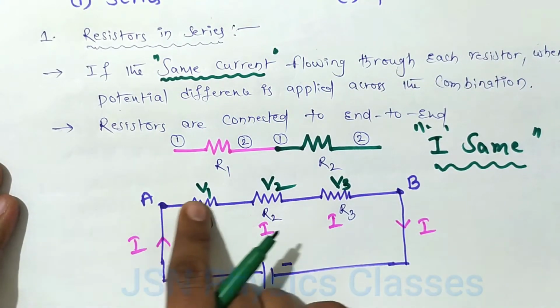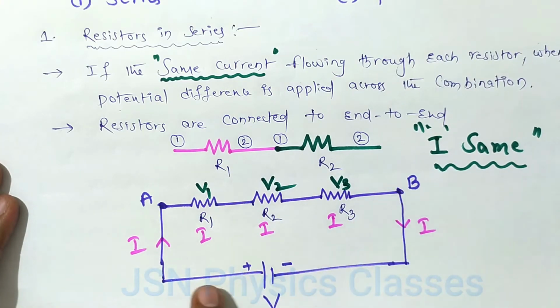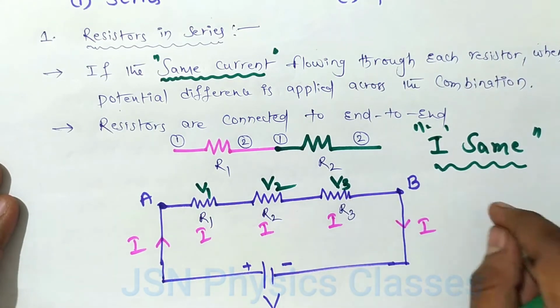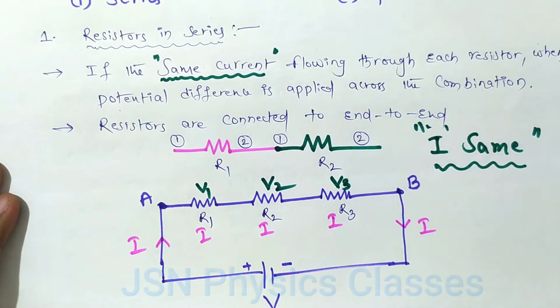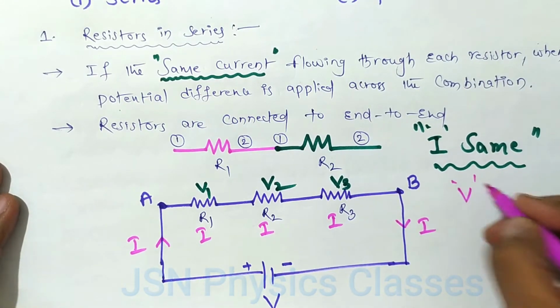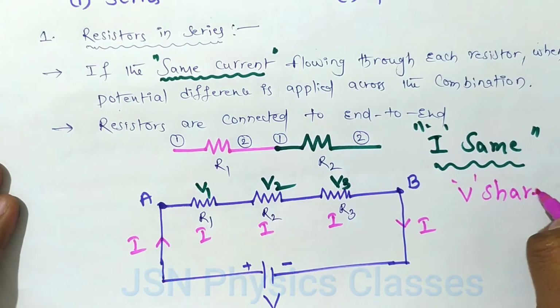Current is the same, potential is shared. I is the same, and the potential V is shared.